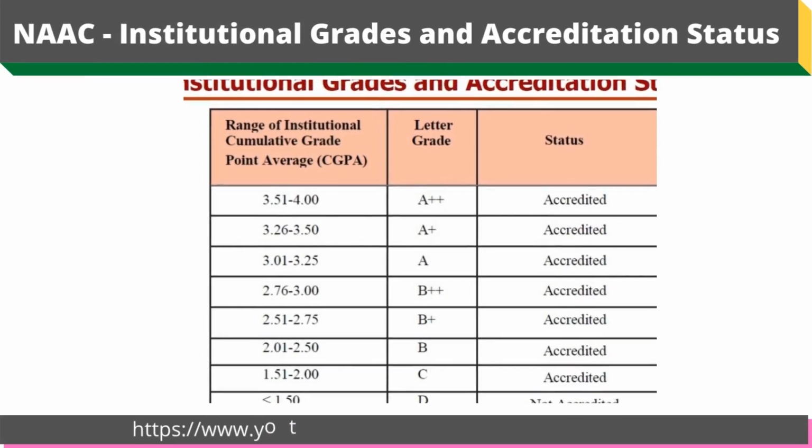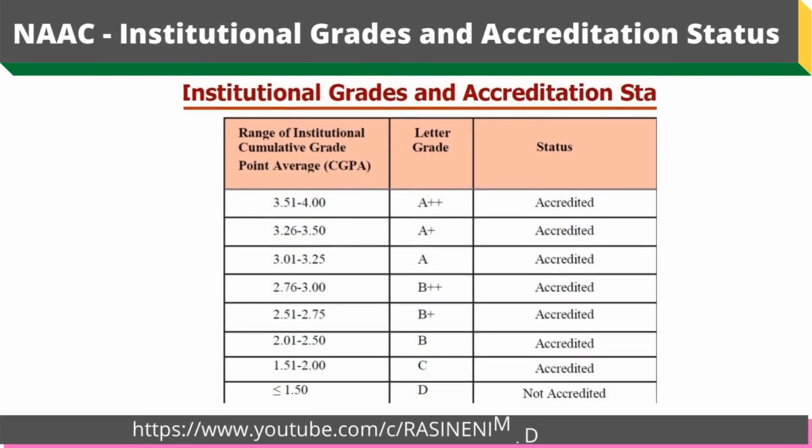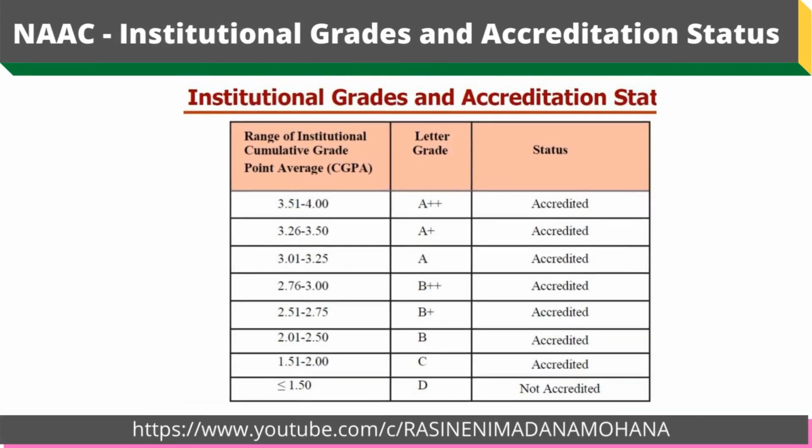First, if you are new to NAAC, let us see what the grades and accreditation status are. The following table shows the NAAC grade with CGPA and status. First, come from the bottom. If your CGPA, cumulative grade point average, is less than or equal to 1.5, then the NAAC letter grade is D, and the status is not accredited.